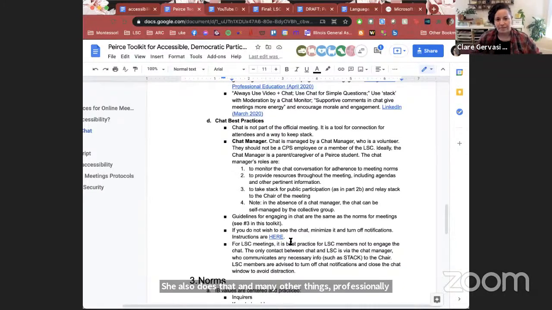The role of the chat manager, whether it's April or someone else, is to monitor the chat conversation for adherence to meeting norms, which of course we would need to codify what those norms are. I have suggested some down here that we can talk about momentarily. And to provide resources throughout the meeting, such as agendas and other pertinent information.